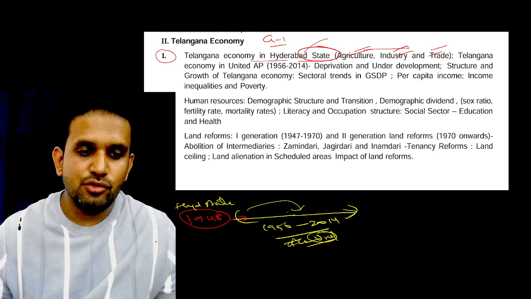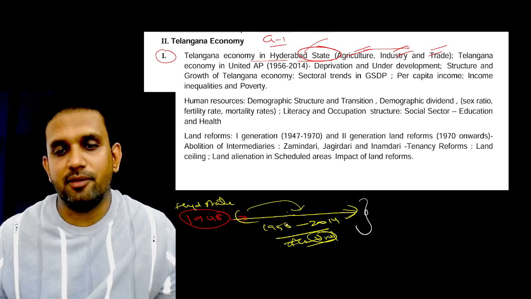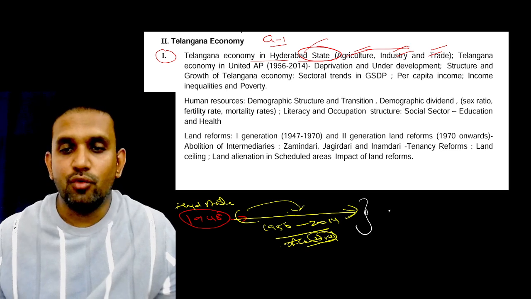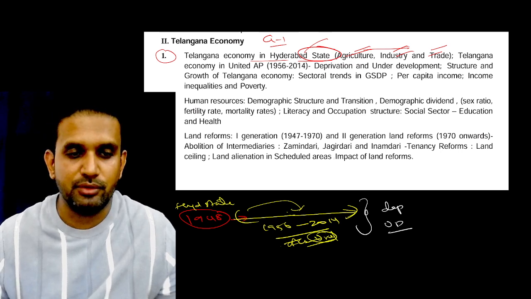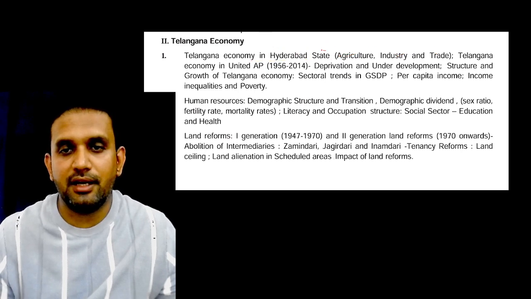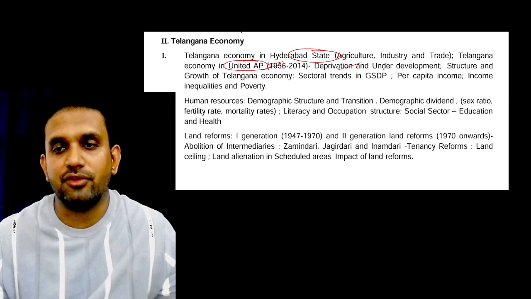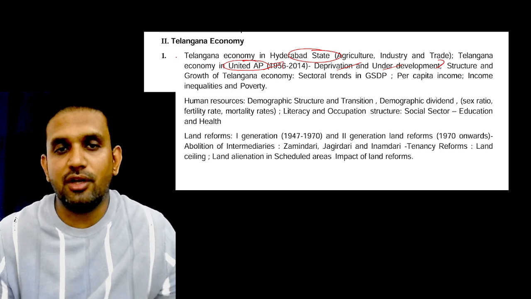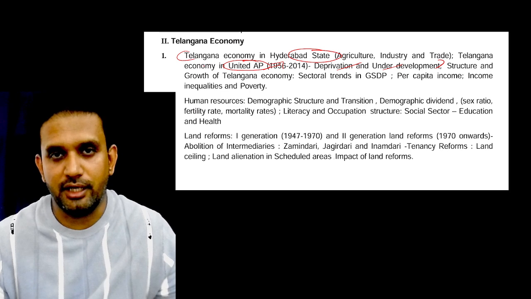So now the next important unit: after all these developments and after all these years, what happened to our Telangana? What we have seen is deprivation and underdevelopment. That is what we want to talk about. So we are having the Hyderabad state economy, then the economy in United AP, and the economy in United AP has led to deprivation and underdevelopment. That's all. This is the only historical aspect that we have in part 1, unit 1 of Telangana economy.